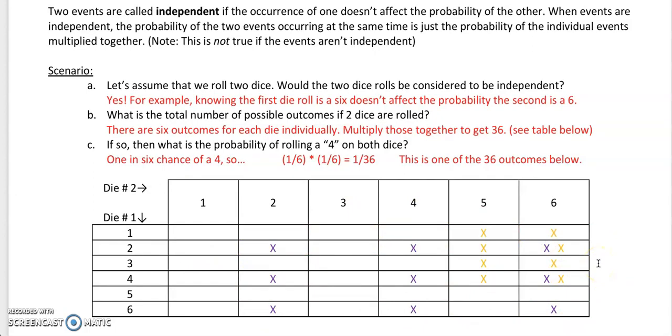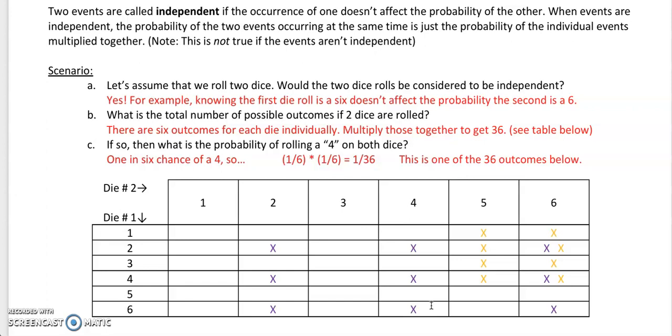So let's try this idea of this probability of independent events that I just talked about. What's the probability that I get a 4 on both dice? Well, there's a 1 in 6 chance that the first die is a 4. There's a 1 in 6 chance that the second die is a 4. And so I'll multiply 1/6 times 1/6, and I get 1 over 36. And you can see that this is actually just one of the 36 boxes in my table here. So far, this probability rule is matching up with what we're seeing if we just picked through the outcomes in the table.